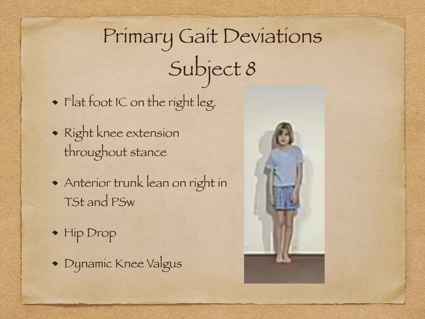Okay, to summarize the primary gait deviations for subject 8, we can see that she has flat foot initial contact on the right leg. We can also see that her right knee is extended throughout stance instead of having a normal bit of flexion. We can tell that there is an anterior trunk lean on the right side when we are going through terminal stance and pre-swing. We also notice a hip drop and a dynamic knee valgus.